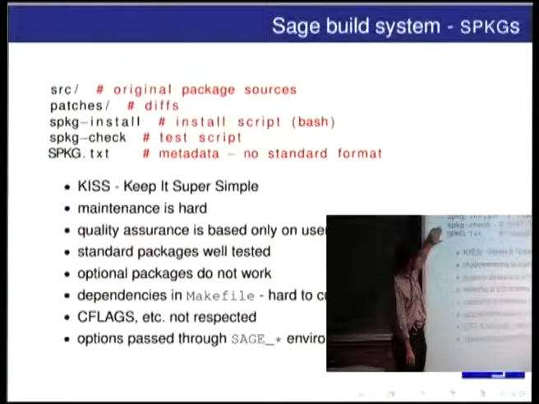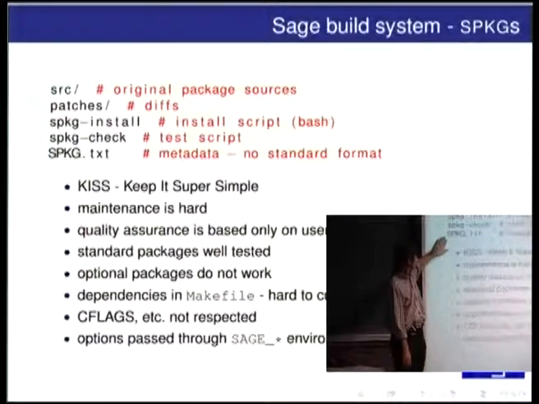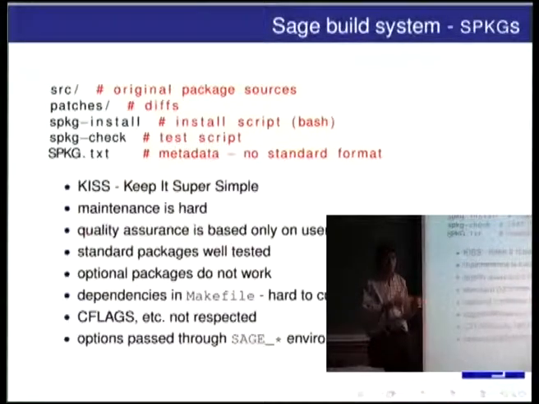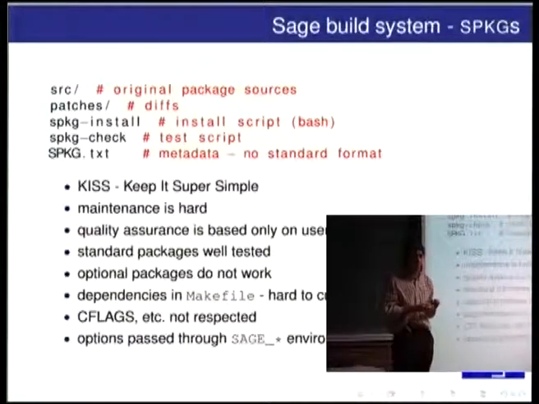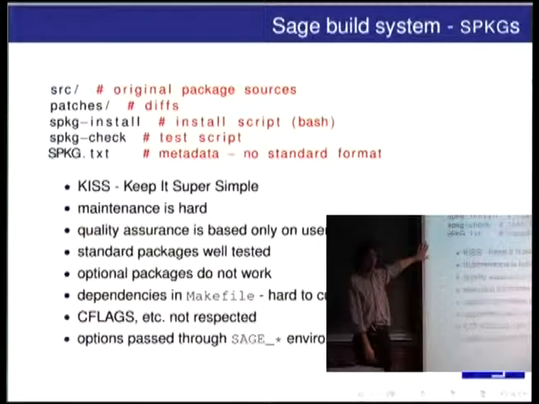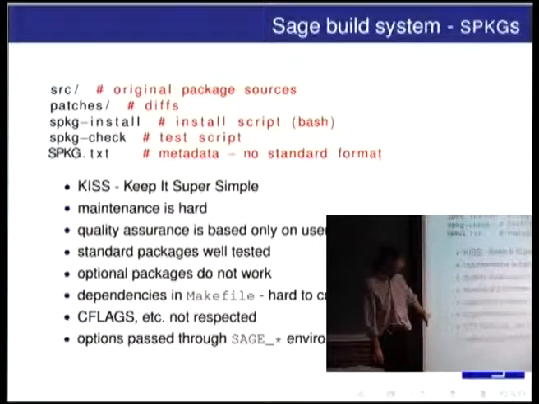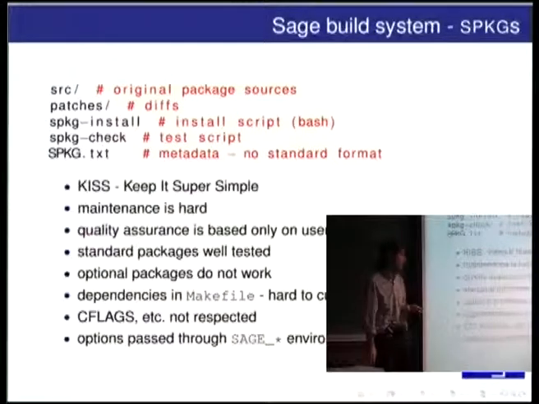spkg-check came afterwards. It allows you to test the build. And the metadata is stored in a text file, but there is no standard format. You just write a list of changes, and you say this package depends on a few others. It's super simple, and it works. And a lot of people, everybody, can create these packages. Sage, as I said, already contains about 100 packages, and it can work on a lot of platforms. There is a huge build farm that covers Solaris and Itanium machines and everything.